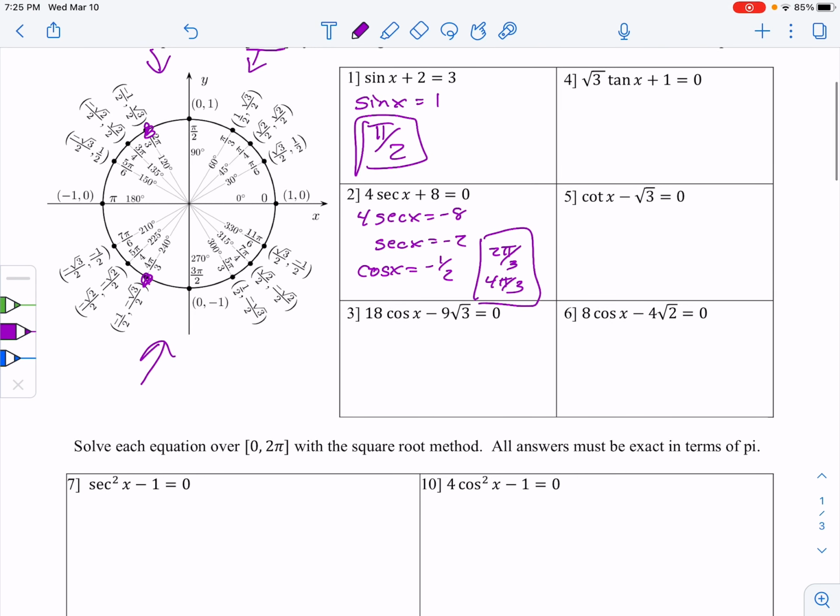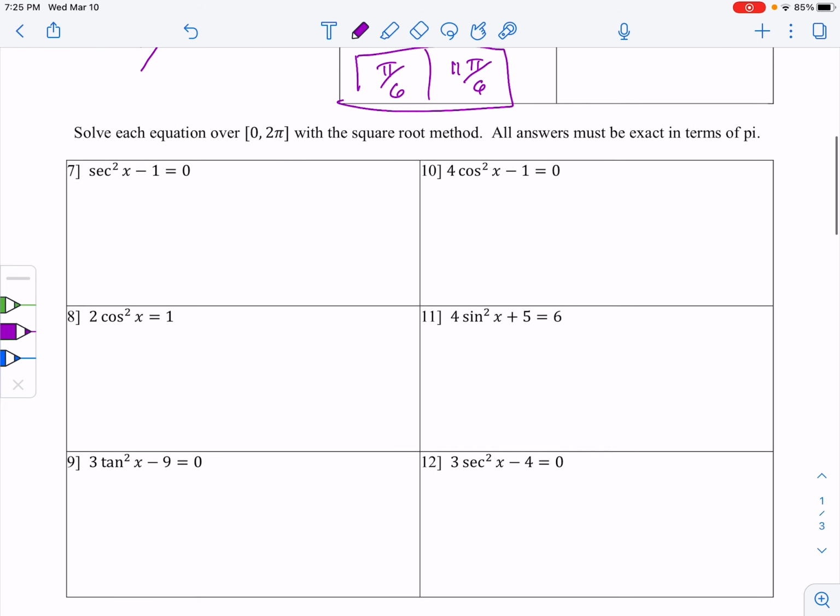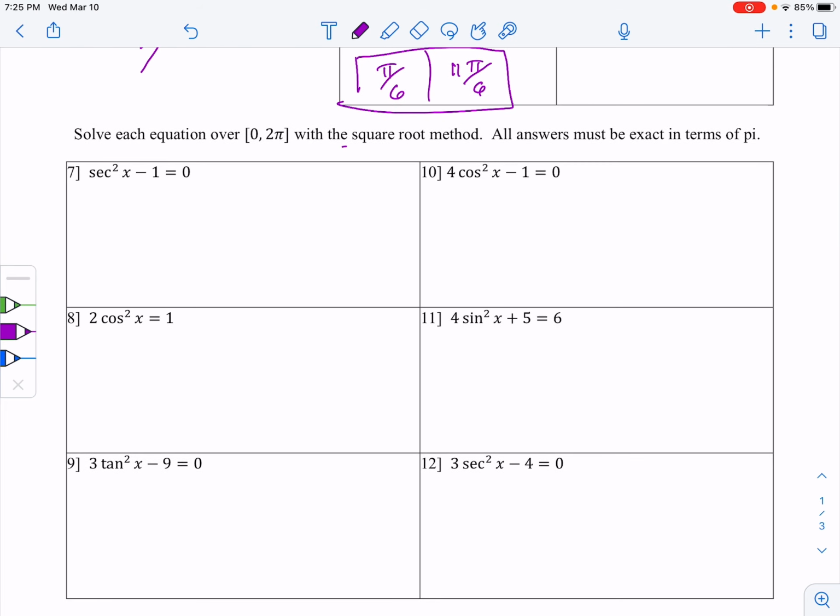Okay, here I've got the cosine of x equals positive 9 root 3 over 18, which is root 3 over 2, which is pi over 6 and 11 pi over 6. Leave your answers exact in terms of pi. You won't have a calculator to solve these. Those are just basic algebra. Next, you're going to use the square root method.